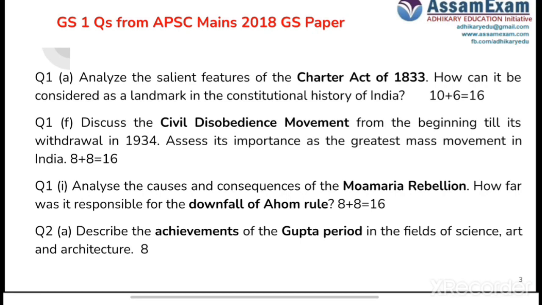A question can be asked from this area also. The next question is: analyze the cause and consequence of the Moamoria rebellion, which is a topic related to Assam. So a question can come in GS 1 also, but there is a specific paper, GS 5, dedicated to Assam history, Assam culture, Assam geography, Assam economy. So all the important events in Assam history should be covered.